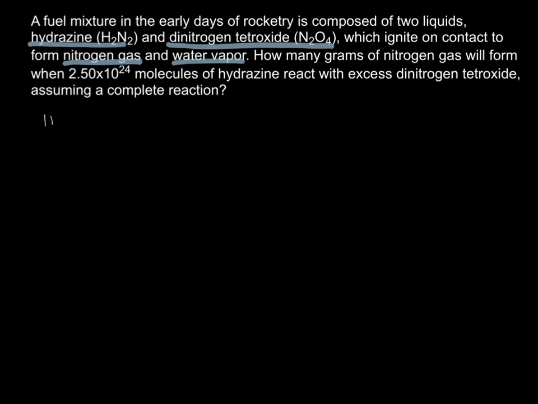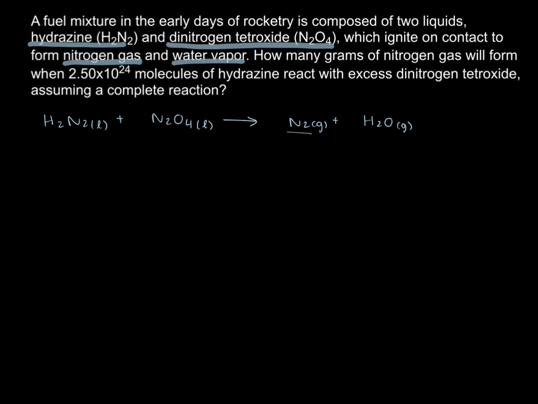So we have hydrazine, which is in its liquid phase, combined with dinitrogen tetroxide, which is also in its liquid phase. And they're going to react to form nitrogen gas and water vapor. Notice how I wrote nitrogen gas as N2. This is because in nature, nitrogen gas is a diatomic molecule. It's one of the 7 diatomic molecules, which means that for every nitrogen, it's bonded to another nitrogen when it is in the gaseous phase.